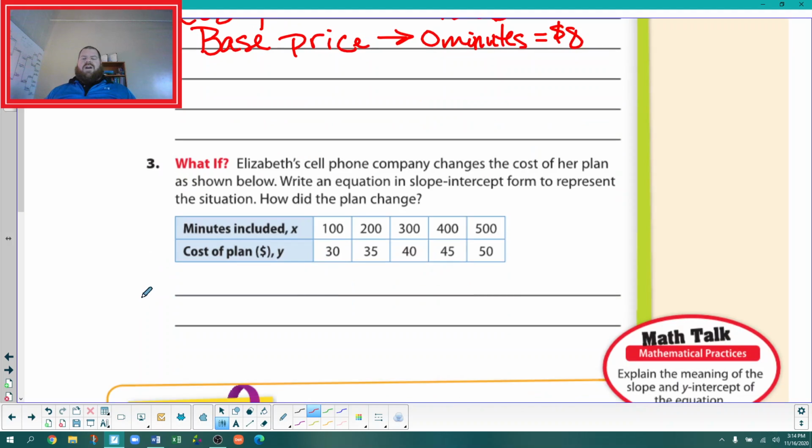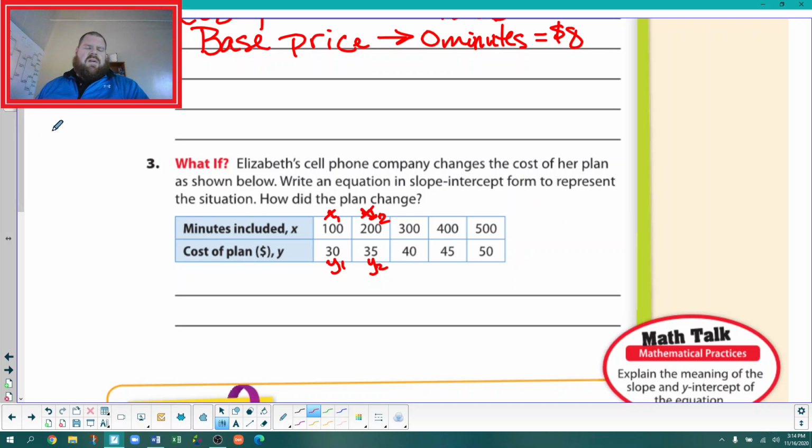So we need to find a new equation by finding the slope and finding the y-intercept. So let's go ahead and do that. We're going to use these first 2 points. This will be my x1, y1. Oops, sorry, that's my y1. This will be my x2, y2.